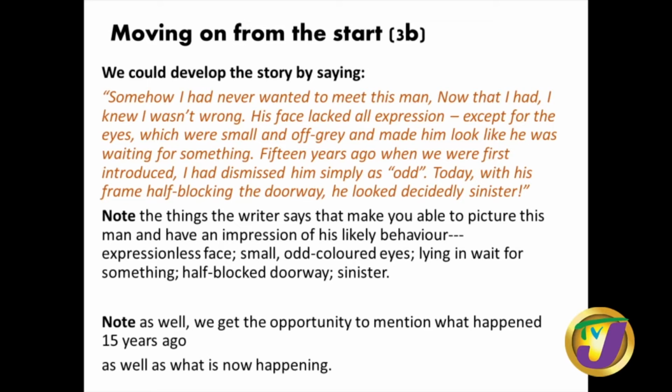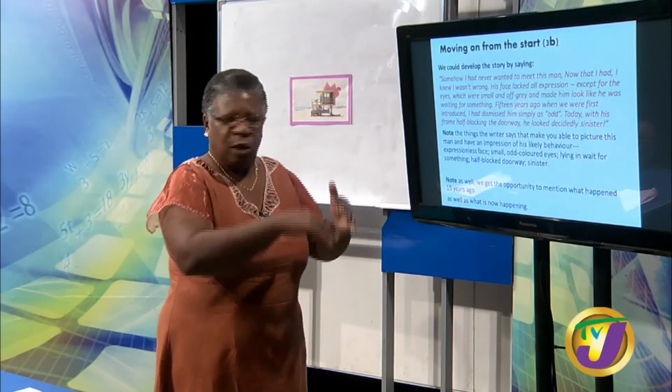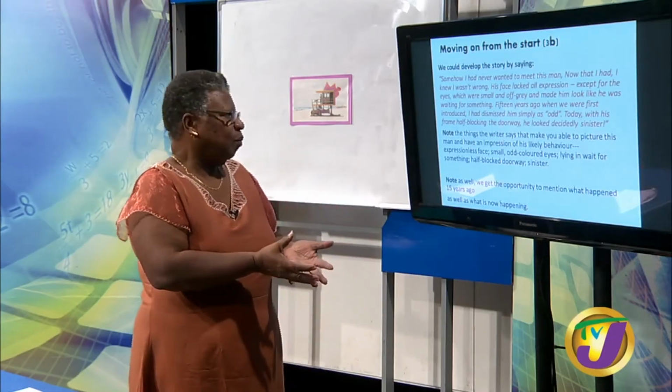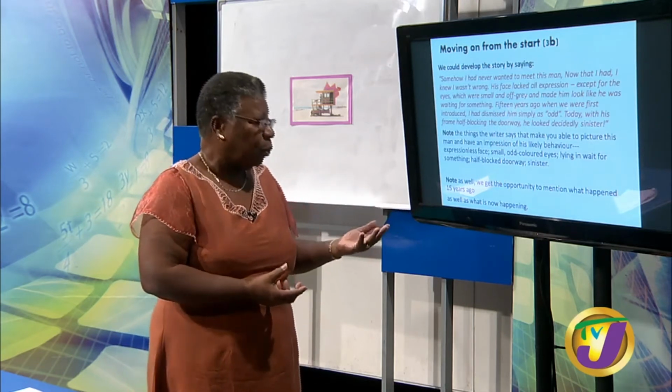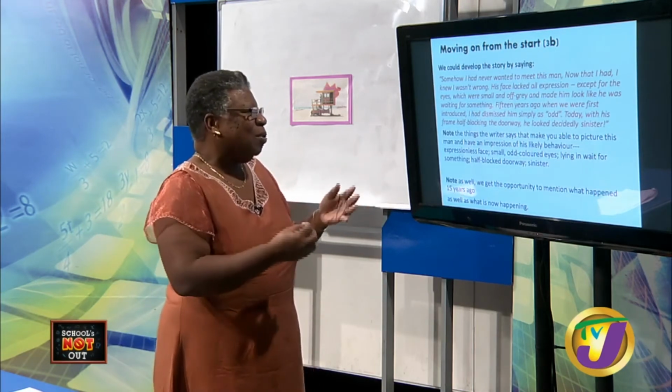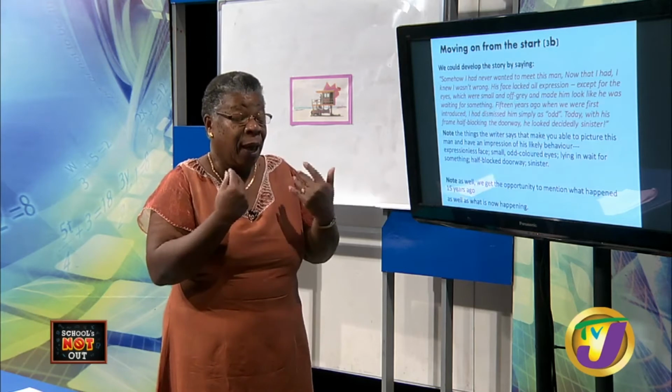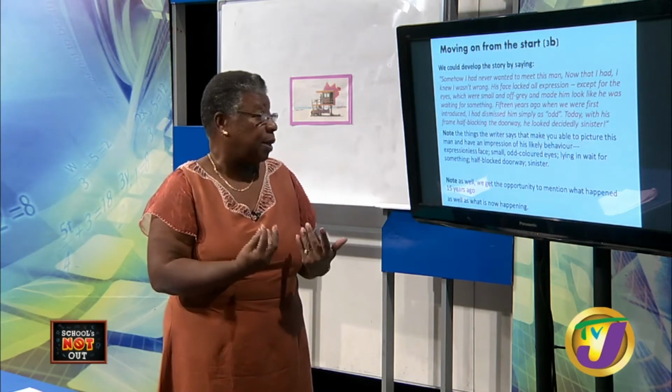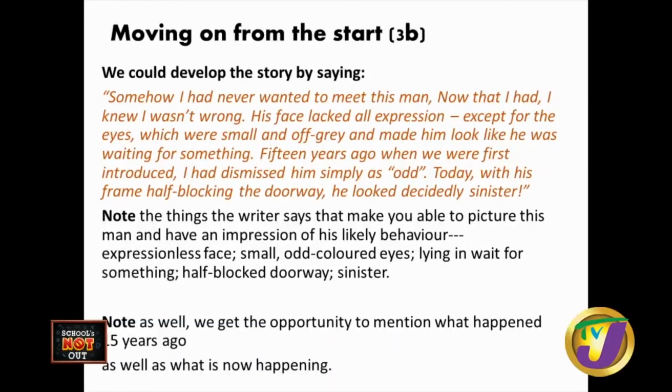I have started to write. I've started to frame my story. And one of the things I want you to note, pay special attention to actually, is the way in which the writer selects terms that help you to visualize the character. So we have his expressionless face, his small, odd-colored eyes, the attitude of lying in wait for something, half-blocked doorway, sinister.